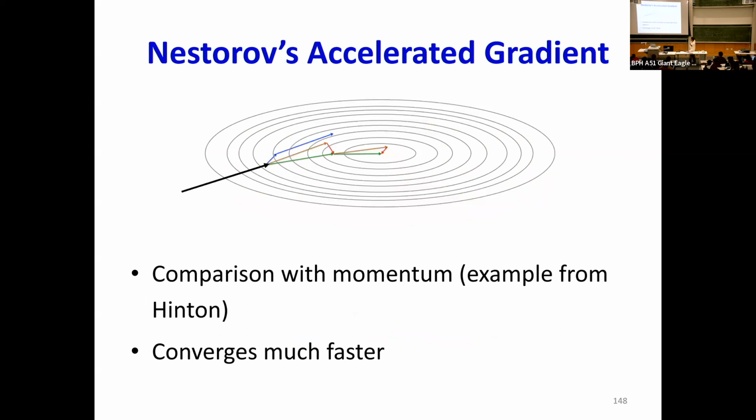And that's going to be an updated new step. So if you compare this with standard momentum, this is an example from Hinton, you can see how Nesterov's method converges faster. If you were using standard momentum, you'd come here, compute the gradient, and then add a scaled version of the previous step and end up at this point. Whereas if you're using Nesterov's method, you just extend it first and then go against the gradient, and that's going to end up at this location. So you can see how Nesterov's method gets there even faster than momentum does.